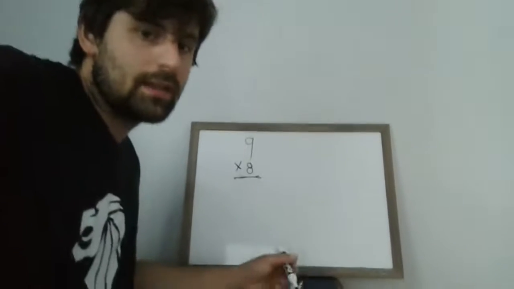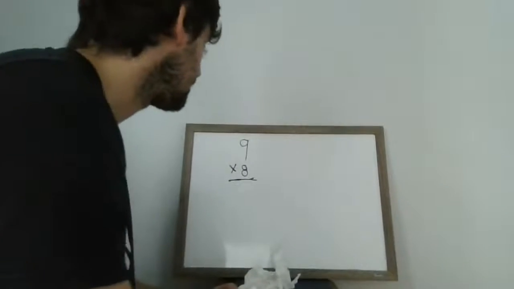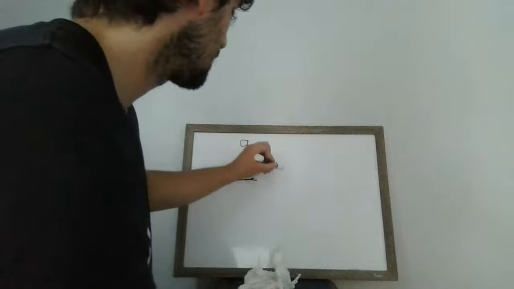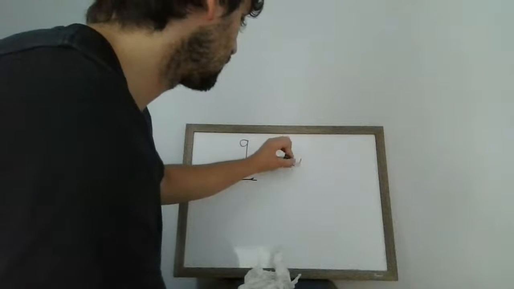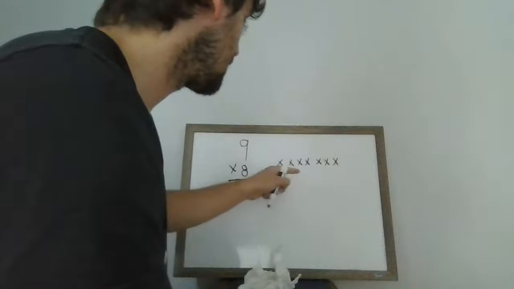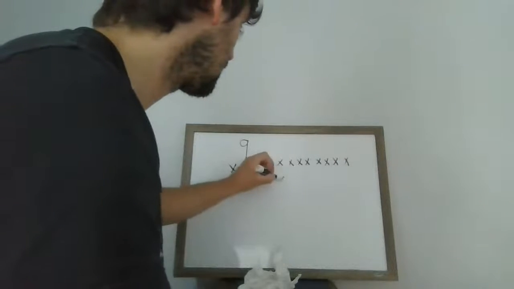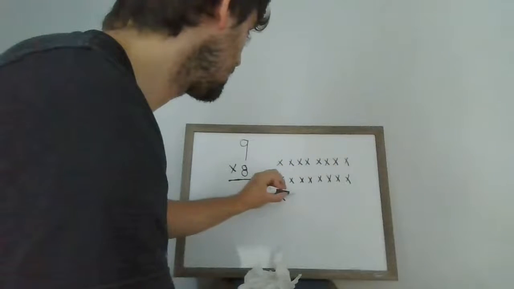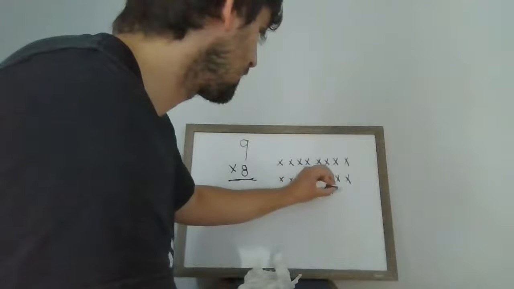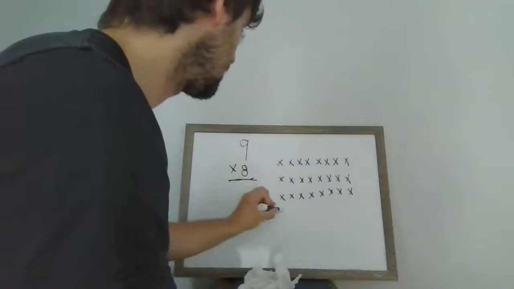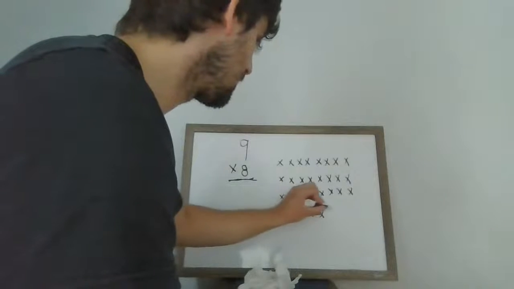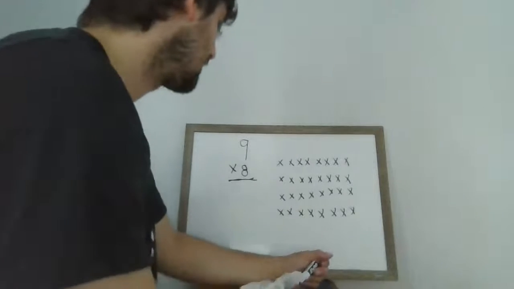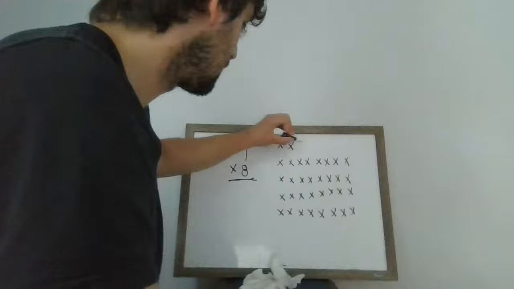If you're not able to do it in your head, here's another strategy. You can make 9 rows of 8. I'll go with x's, so I'm going to make 9 rows of 8 x's. 2, 4, 5, 6, 7, 8. Ooh, arm's getting tired. So I have 4 rows of 8 now.